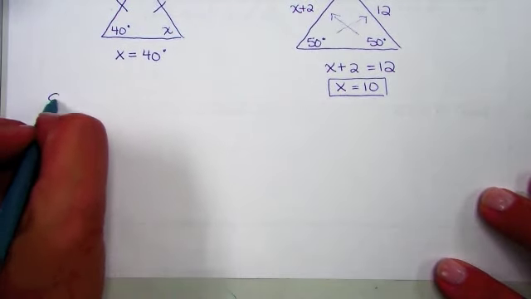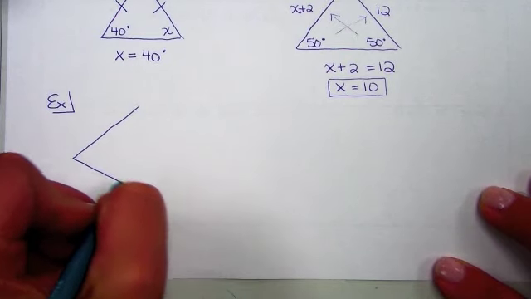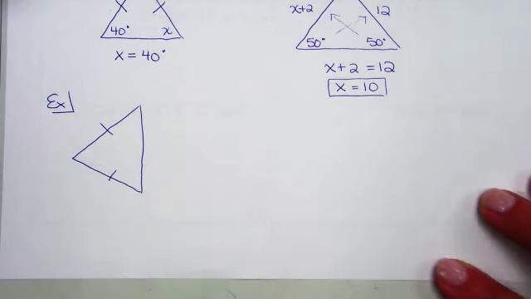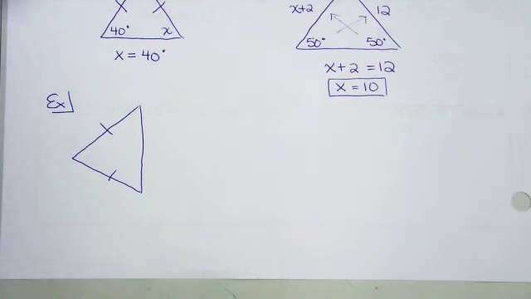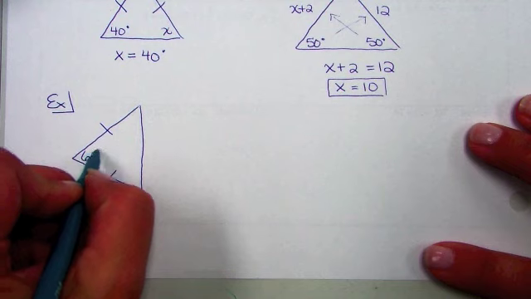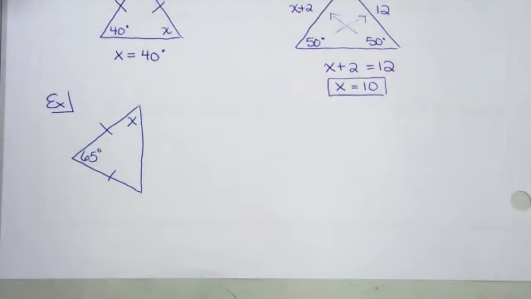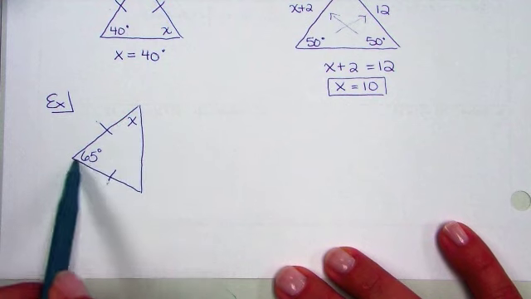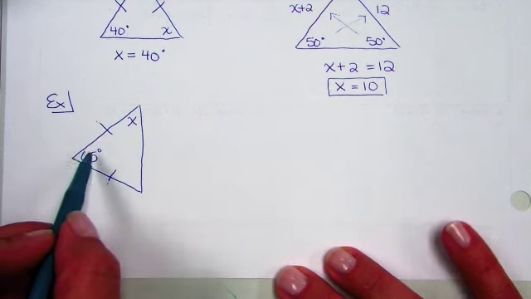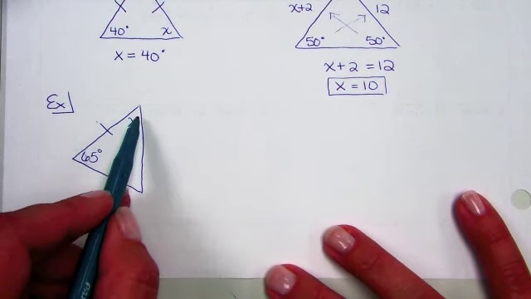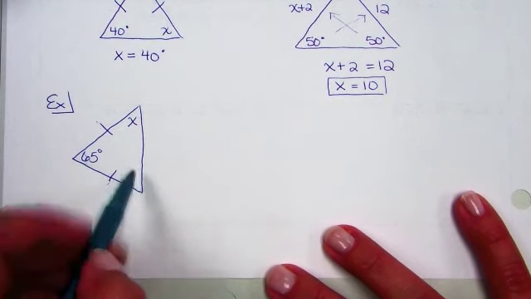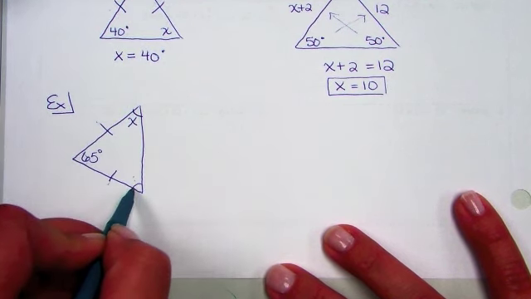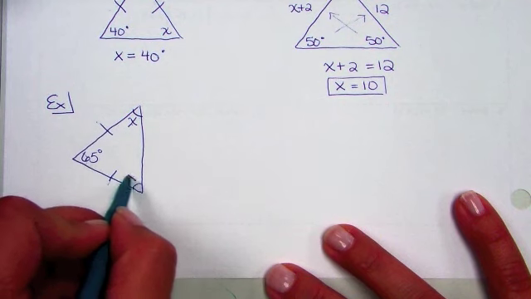Let's look at another example. This is another example of an isosceles triangle. Now, when you look at this triangle, first you want to locate the congruent sides and then locate that vertex angle. So here are my congruent sides. Together, this is the vertex angle, which is 65 degrees. If this is the vertex angle, that means these two angles right here are the base angles. And I know that the base angles are congruent. So if this angle is x, this angle is also x.